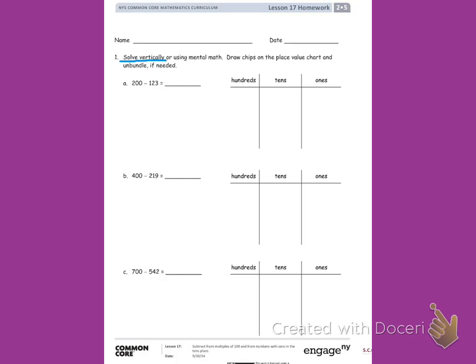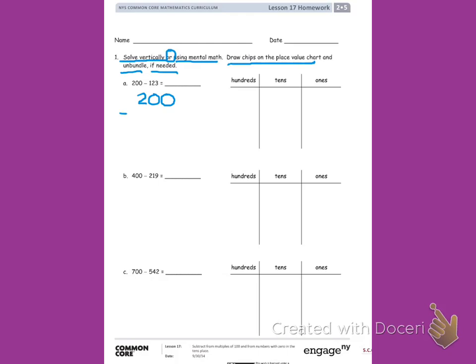Solve vertically or using mental math. I circled "or" because that means I can choose which strategy I'd like to use. Draw chips on the place value chart. Unbundle if needed. Remember, you're only unbundling if you need to, not every single time. I'm going to solve vertically. I'll write the numbers here.